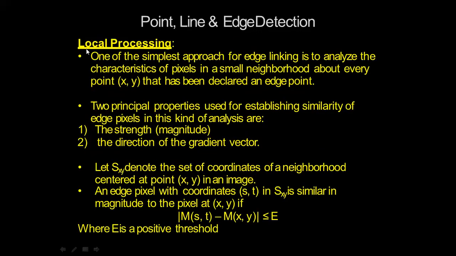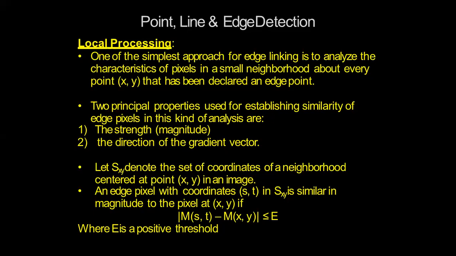This is how the edge linking will be done. First, local processing. One of the simple approaches of edge linking is to analyze the characteristics of pixels in a small neighborhood about every point x, y that has been declared an edge point. The two principal properties used for establishing the similarity of edge pixels in this kind of analysis are the strength and the direction of the gradient vector.